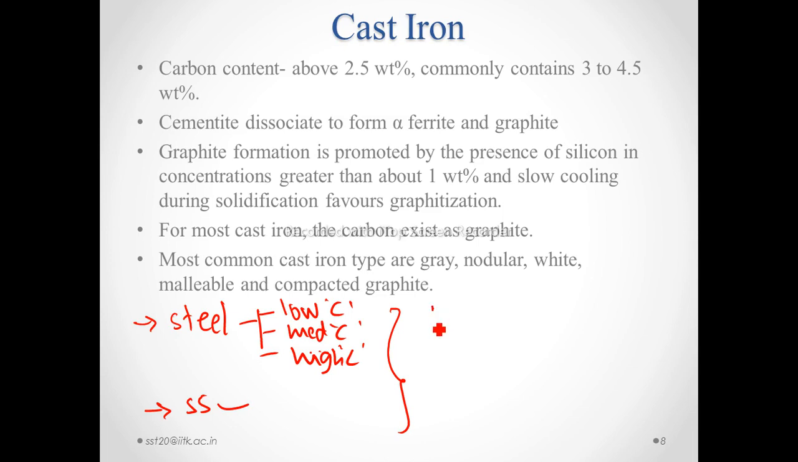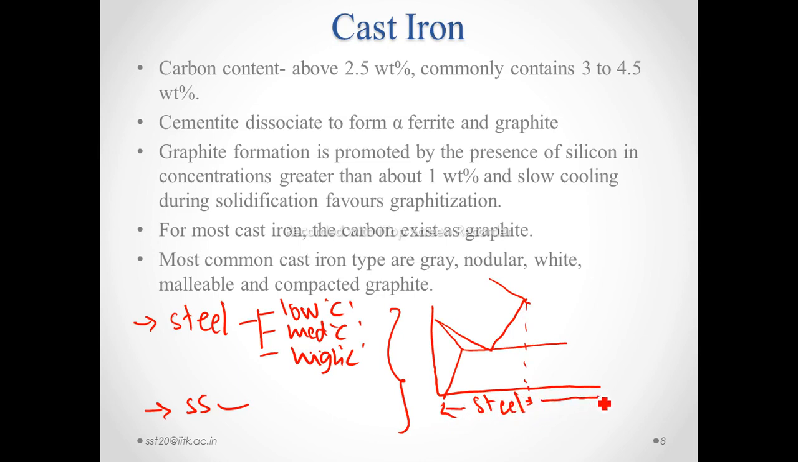Okay, now we are jumping into the next part of the iron carbon phase diagram, that is cast iron. So a small thing I will draw here. Up to here it is steel, right? As I explained in the previous slide, up to here it is steel. So after this one, cast iron is present.